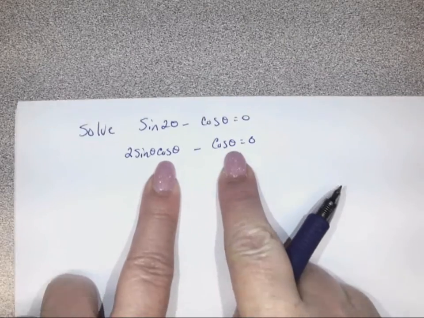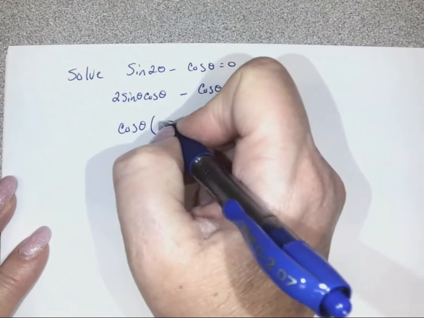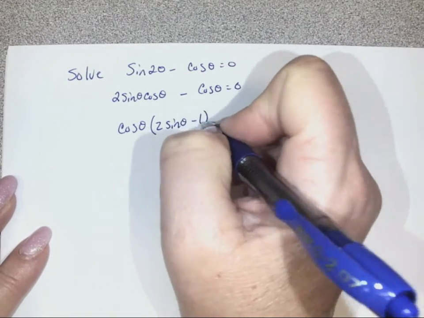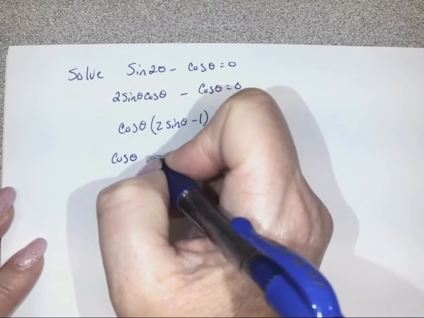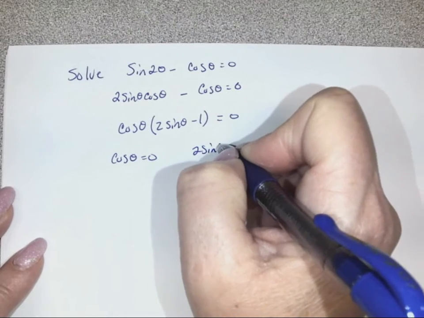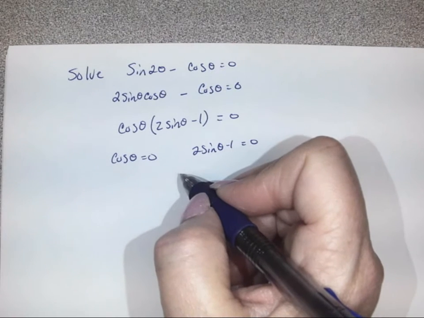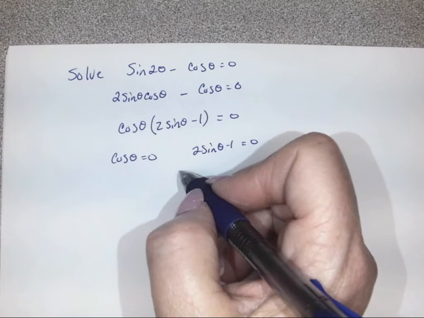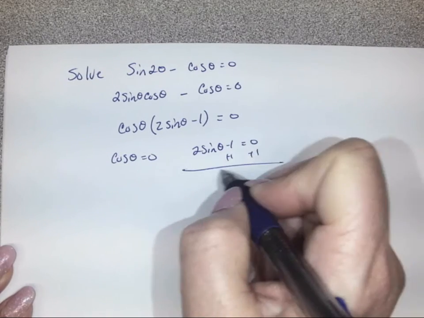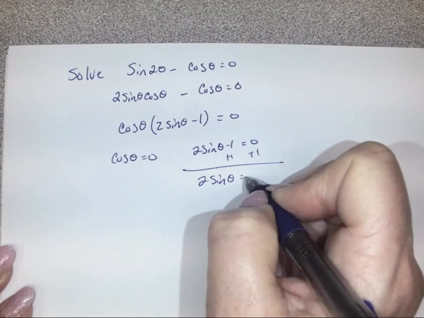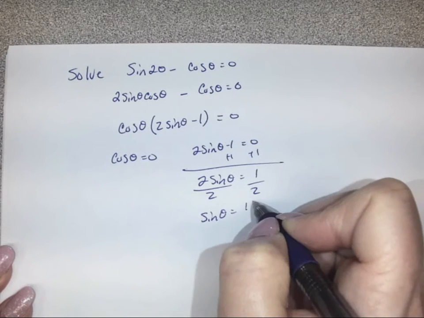Now, between those, I can look for a common factor of cosine theta. So cosine theta times 2 sine theta minus 1 is equal to 0. Set each part equal to 0. And we're going to end up with the cosine of theta is equal to 0. We're solved there. Here we're going to add our 1 over and get 2 sine theta equal 1, divide by 2. So we end up with sine theta is equal to 1/2.